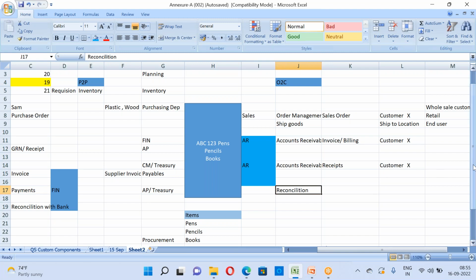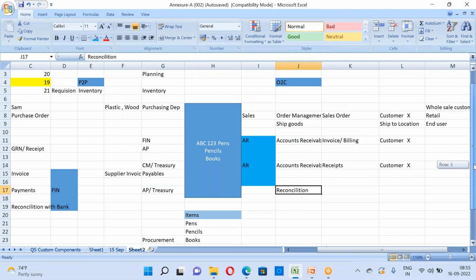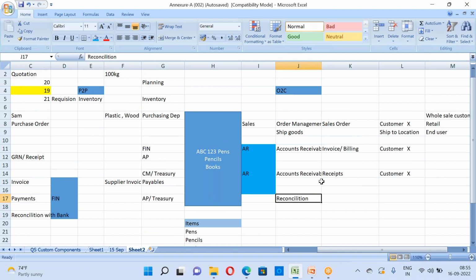So where exactly does the finance consultant get involved in both the P2P and O2C processes? Payables, receivables, and cash management. Ultimately this entire process is going to interact with GL, which we will discuss once we are into the application. So, any questions on the O2C flow?